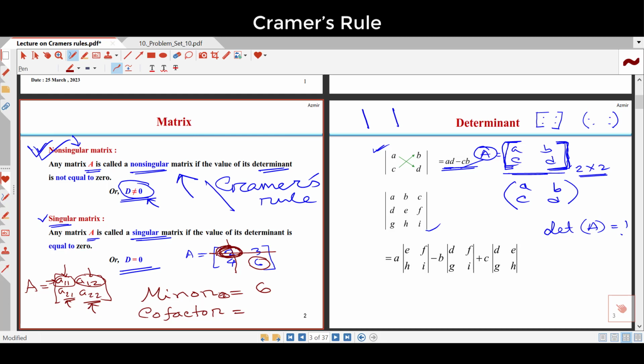So if we have to find the minor of any entry, let's say 2, that is actually 6. But what is the cofactor? The cofactor is the same value 6, but before 6 we have a sign, plus or minus, that we have to determine. That can be determined by row and column. So we will understand it this way.